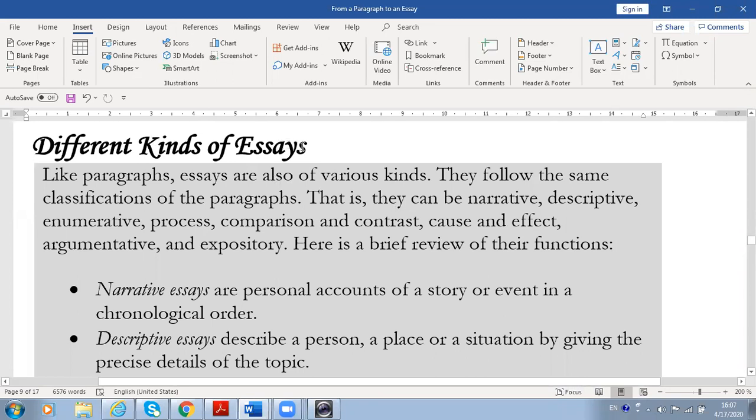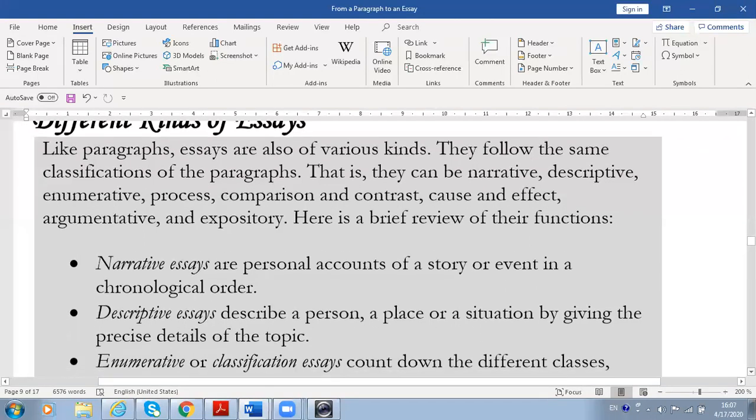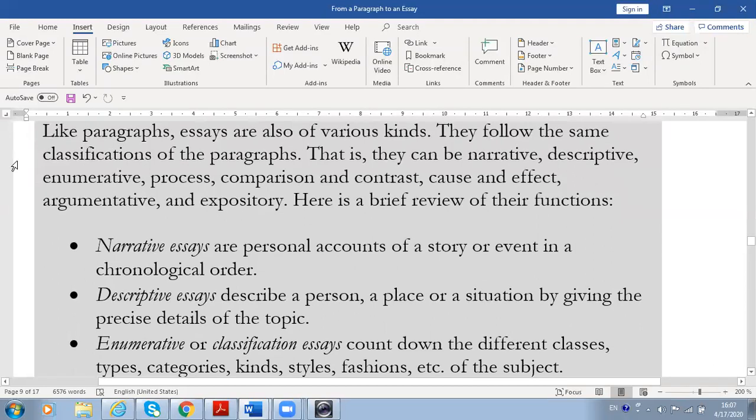Kinds of essays. Like paragraphs, essays are also of various kinds. They follow the same classification of the paragraphs. That is, they can be narrative, descriptive, enumerative, process, comparison and contrast, cause and effect, argumentative, and expository. Here is a brief review of their functions.